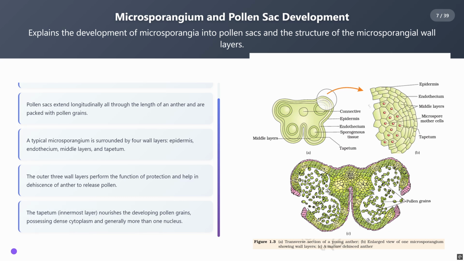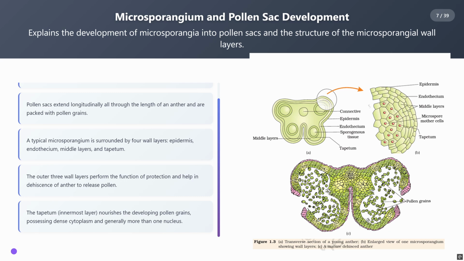Microsporangia, right? That sounds like where all the male action happens. What goes on in there? Well, these microsporangia develop further into what we call pollen sacs. These sacs run along the length of the anther and eventually become packed, absolutely filled with pollen grains. Now, if we zoom in on the structure of a single microsporangium, you'll see it's surrounded by 4 distinct wall layers. 4 layers. That's quite a bit of protection. Tell us about them. Right.